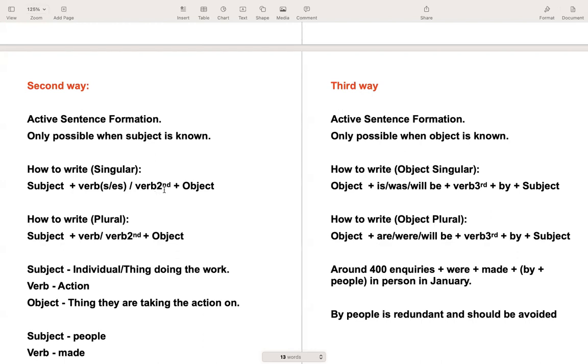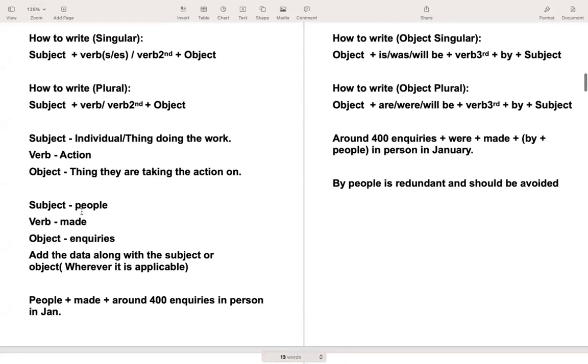And if it's the past tense, of course, you have to use the verb second form and not the first form. And then finally, you have the object. So for example, in this case, I thought the subject was people, the verb was made, and the object was inquiries. And I'm going to add the data with inquiries. So for example, my inquiries are 400. So people made around 400 inquiries in person in Jan. So that's my sentence. I wrote the subject, then I wrote the verb, and then finally I wrote the object, around 400 inquiries in person.